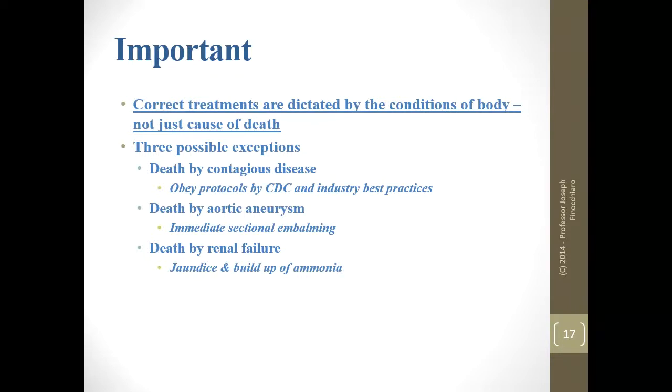Immediate sectional embalming, no questions asked. If it's got a pop somewhere in the big vascular system, you are going to have to inject from 6 places at least. And death by renal failure, which usually means you're going to have to inject from some of the larger arteries, do drainage, so you can try to clear some of that yellow out, et cetera, et cetera, et cetera. But those are the only possible exceptions to this rule.